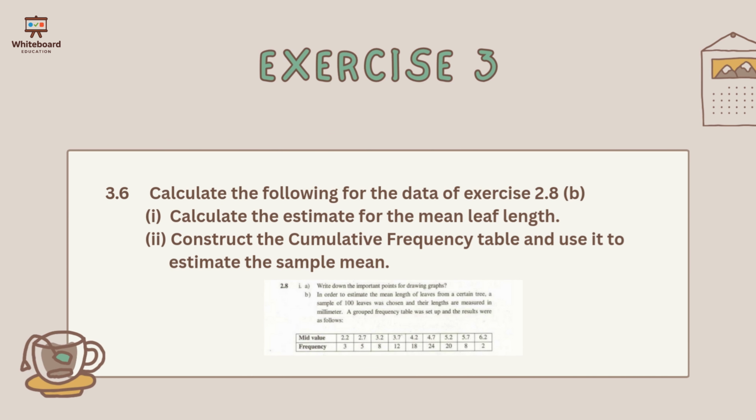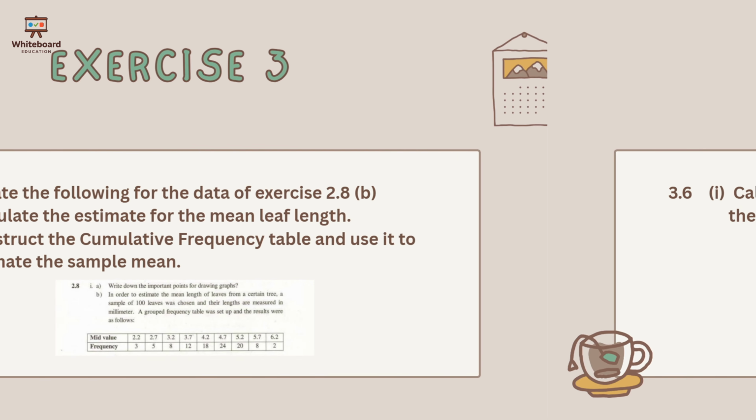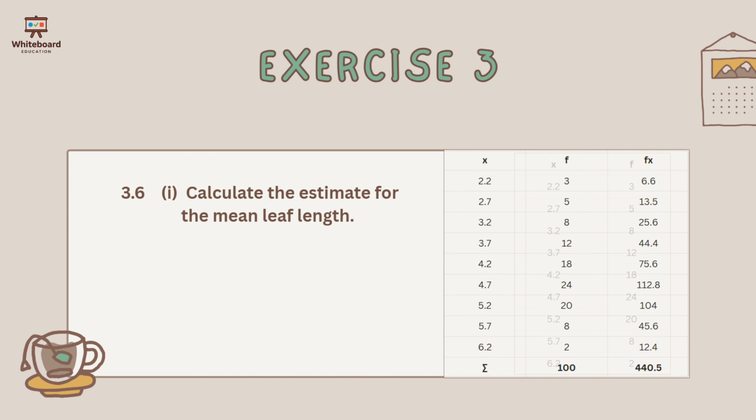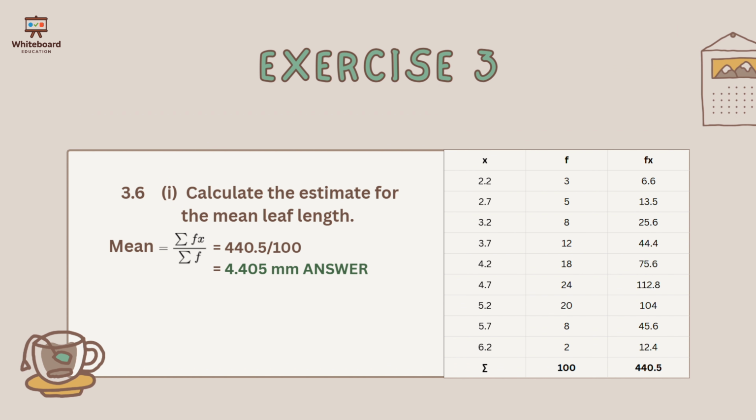Moving on to question 3.6. Calculate the following for the data of exercise 2.8 part B, part 1. Calculate the estimate for the mean leaf length. And then, construct the cumulative frequency table and use it to estimate the sample mean. First of all, we need to calculate the mean leaf length. Here we need to multiply x with its corresponding frequency to get fx and then take the sum of the frequency as well as fx. Now use the mean formula and place all the values in it, and here the answer is 4.405.